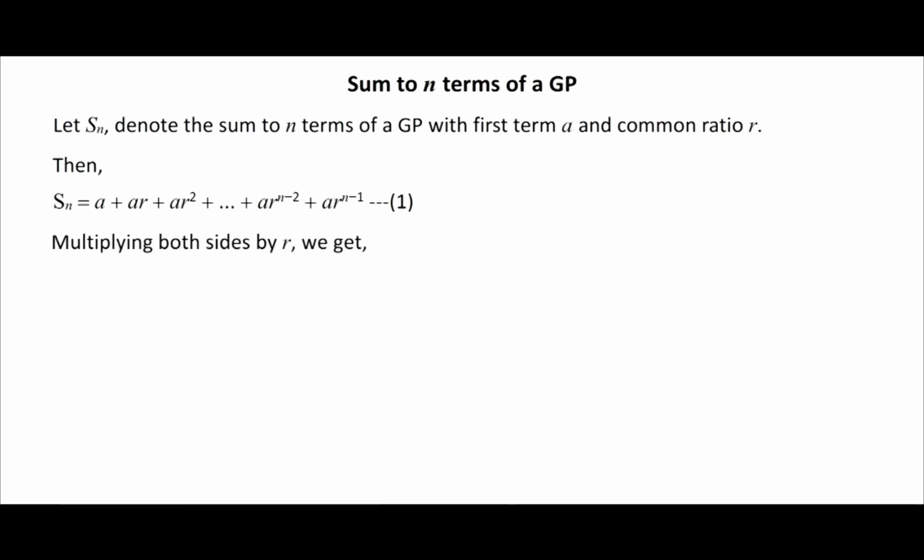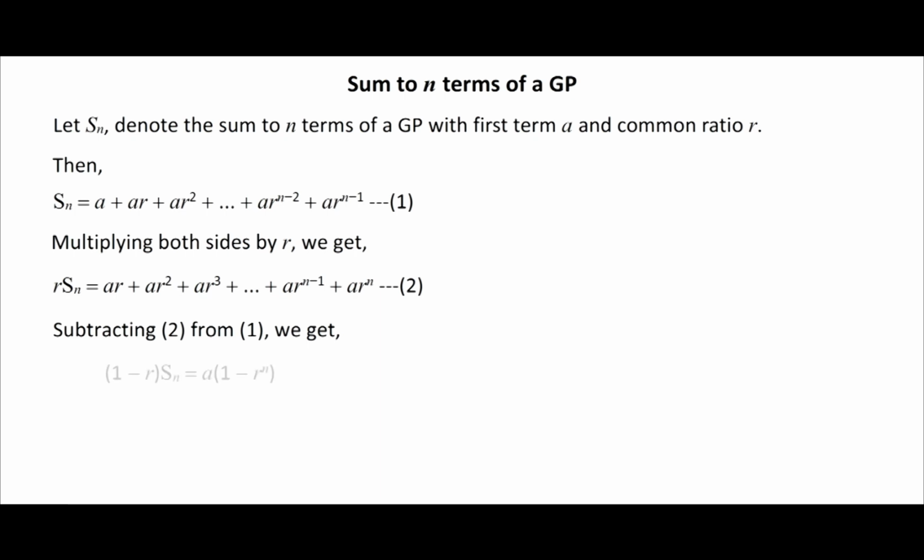Multiplying both sides by r, we get r Sn is equal to ar plus ar squared plus ar cubed and so on, plus ar to the power n minus 1 plus ar to the power n. Equation 2. Subtracting equation 2 from equation 1, we get (1 minus r) into Sn is equal to a into (1 minus r to the power n), which implies Sn is equal to a into (1 minus r to the power n) by (1 minus r).